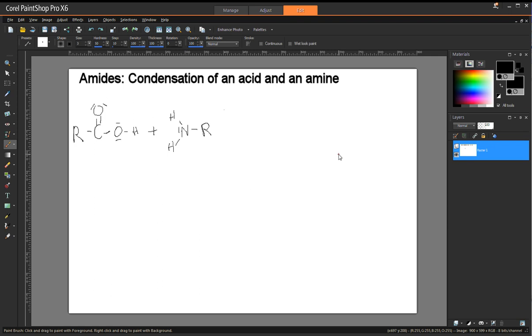Okay, welcome back. In this little bit of chemistry, I want to show you the condensation of a carboxylic acid with an amine, in this case an unprotonated amine, to form an amide. This amino group here, unprotonated, has this non-bonded electron pair, this lone pair, and that of course is electron rich.